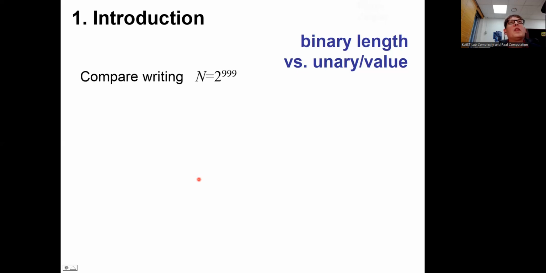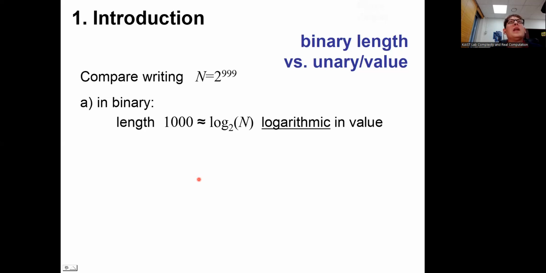And to illustrate that important distinction, consider writing this integer, 2 to the 999, and I use the capital N to denote that this is a large integer, on the one hand in binary and on the other hand in unary. In binary, the length is roughly 1000 bits, 1000 being basically the logarithm of the value of the integer. On the other hand, the unary length is basically the same as the value.